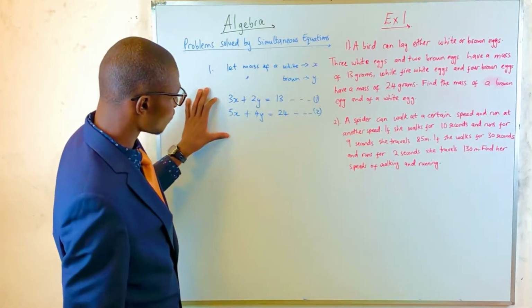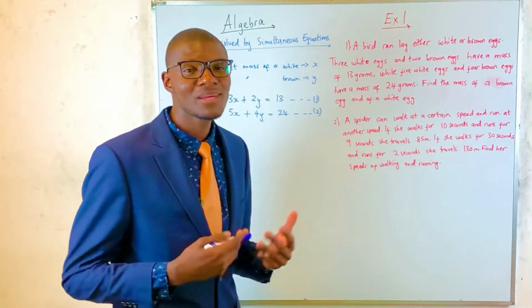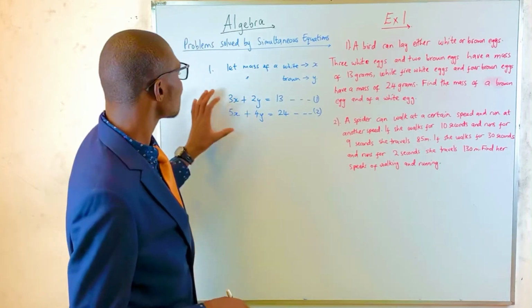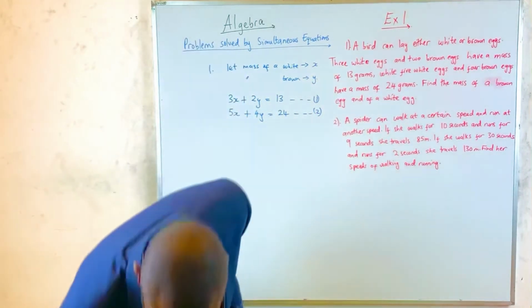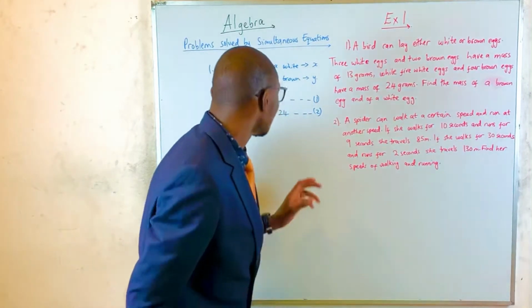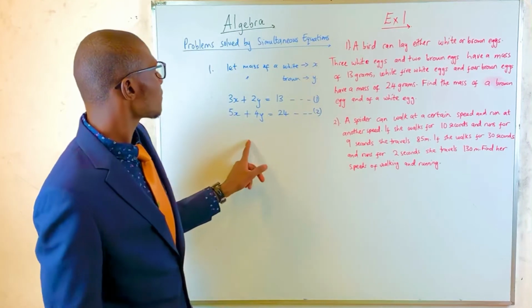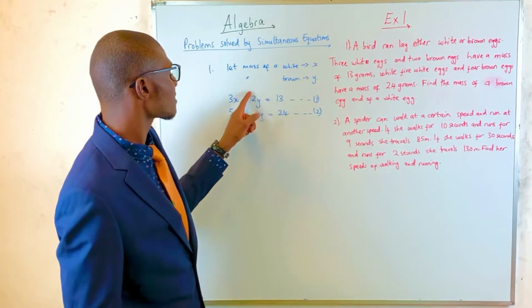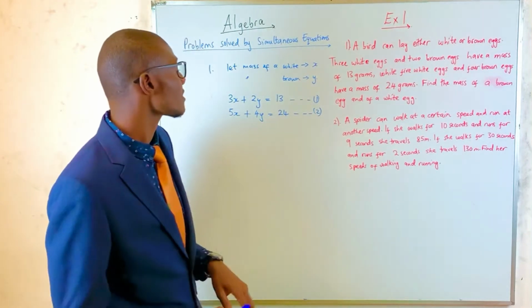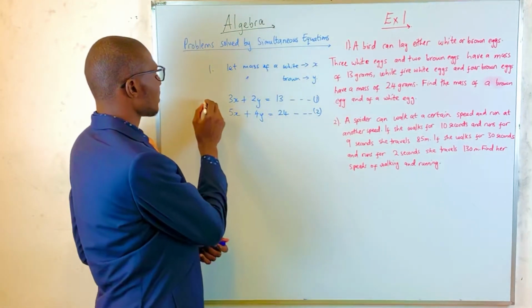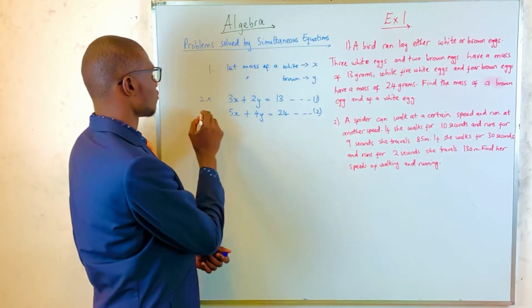So we now have these two simultaneous equations which we can solve by either elimination or substitution. But if we study our equations, we see that it is very convenient to use the elimination method. Why? Because if we can make this 2y into 4y, we can eliminate y and solve for x. So we are multiplying equation 1 by 2, then multiplying equation 2 by 1.